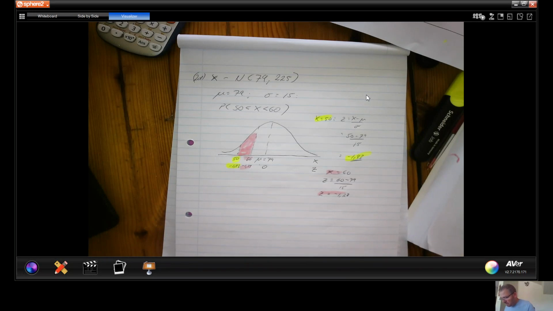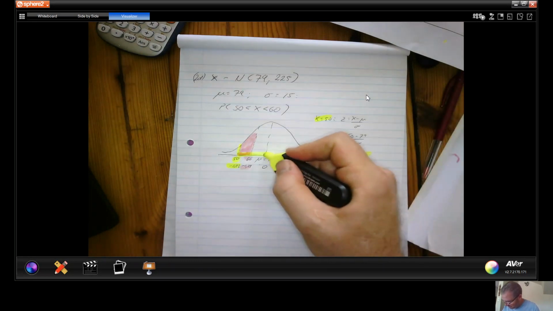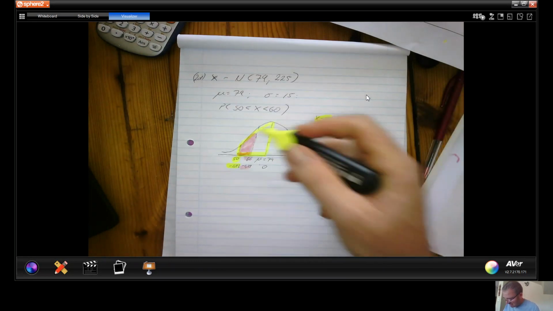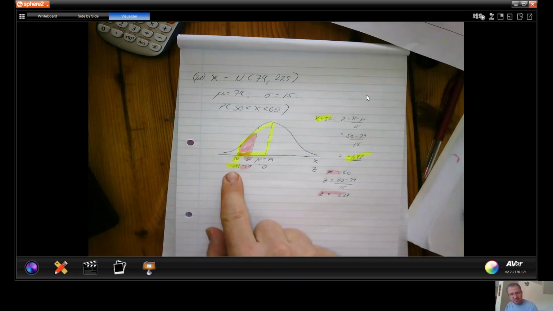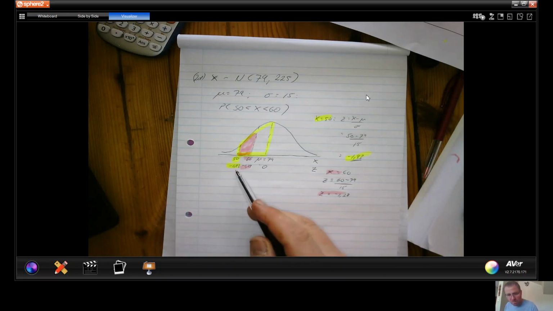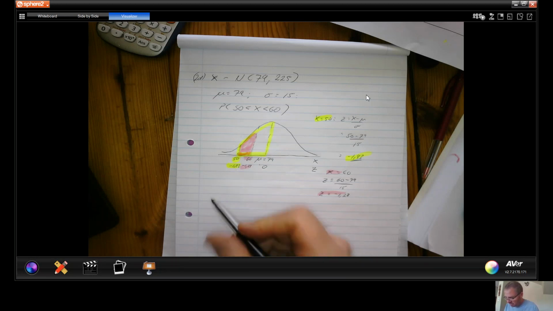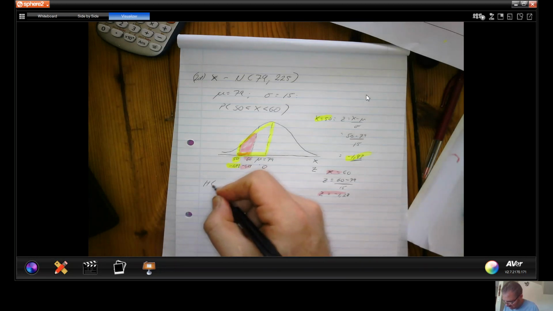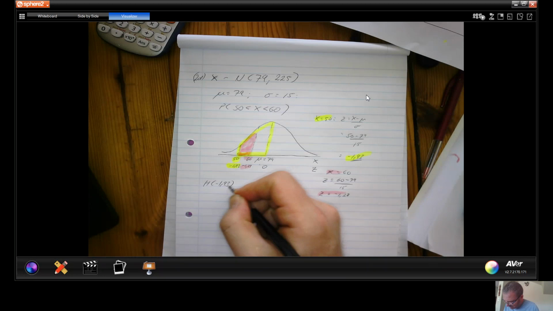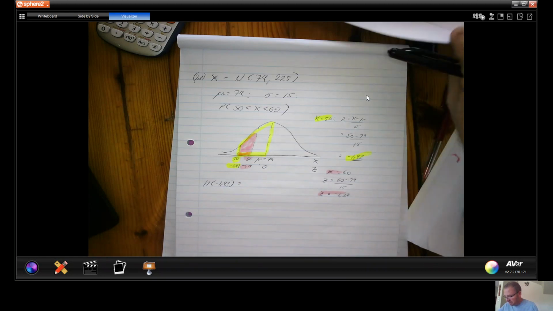Right. So now, what are we going to calculate? Well, we're going to go find this area, which is bordered by the yellow over here. And to do that, we're going to work with a Z score of negative 1,93, which is the same thing as working with a Z score of 1,93. So if I go find H of negative 1,93, it's the same thing as finding H of 1,93. So I've got to look up 1,93.